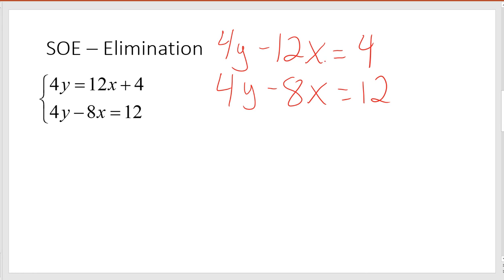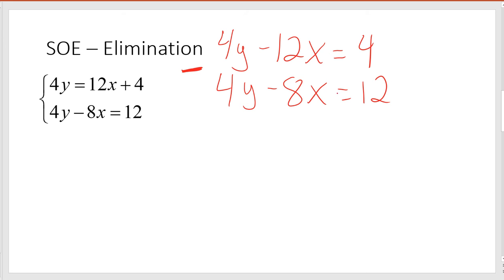Now, I didn't have to do this, but it just minimizes my risk for making a mistake. When all the terms line up on the same side of the equation, it just saves me an opportunity to make a mistake. So 4y and 4y. Should I add or subtract here? I'm going to subtract.